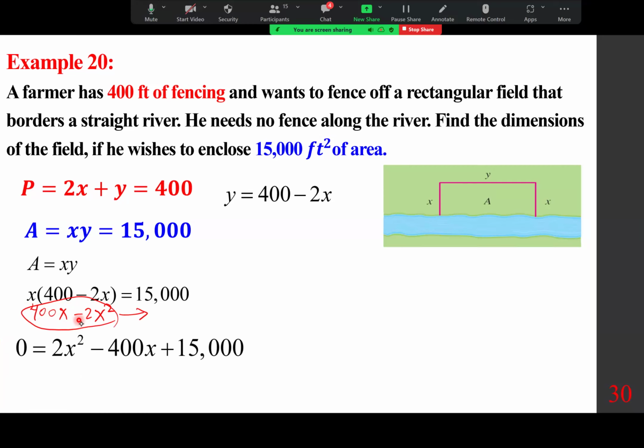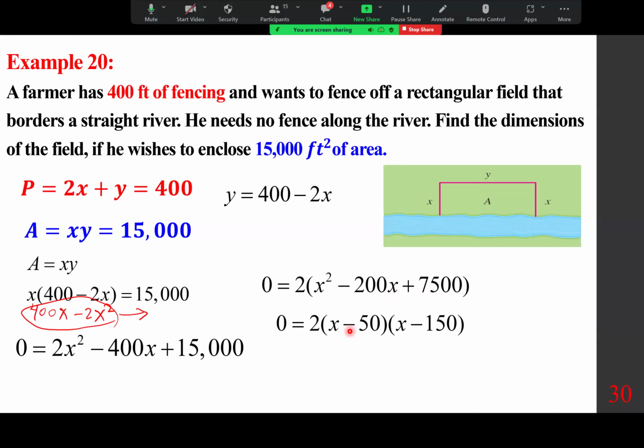Clearly, 2 is in common. So let's take the 2 out. We get x squared minus 200x plus 7,500. And again, if the numbers are involved, you want to use the quadratic formula, it's fine. But it may not be too bad. You want two numbers. The product is 7,500. The sum is negative 200, which makes both of them negative. 5 times 15 is 75. So try 50 and 150, both of them negative. So the answers are either 50 or 150.